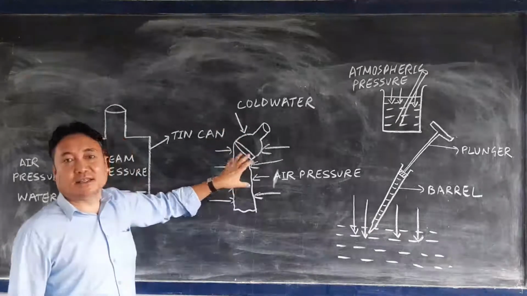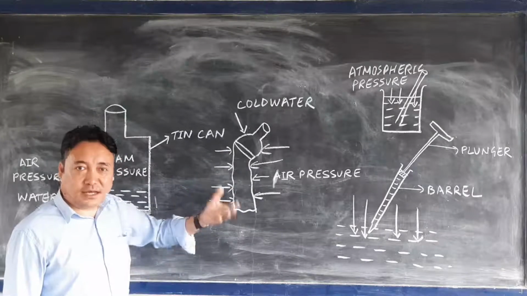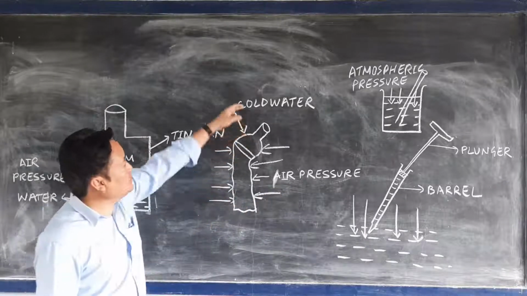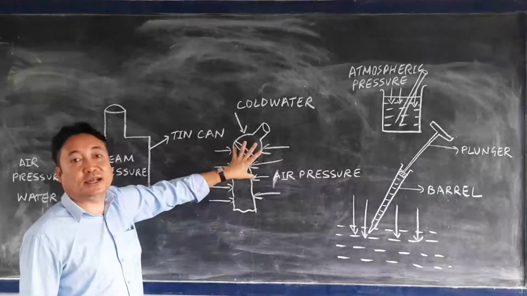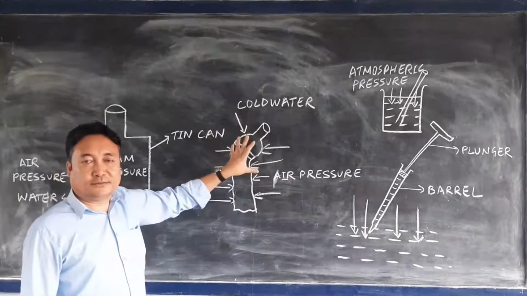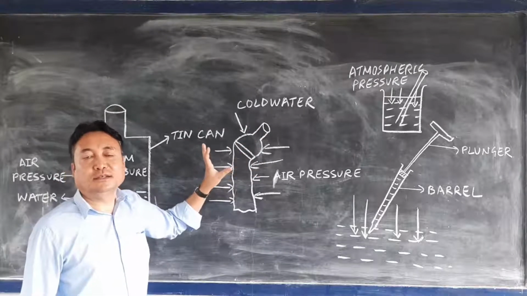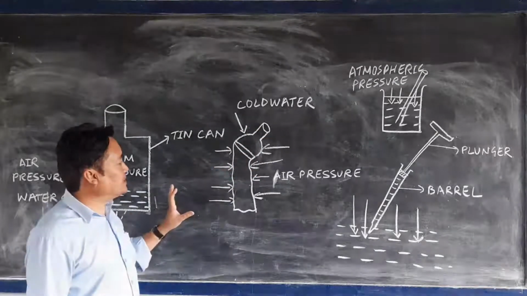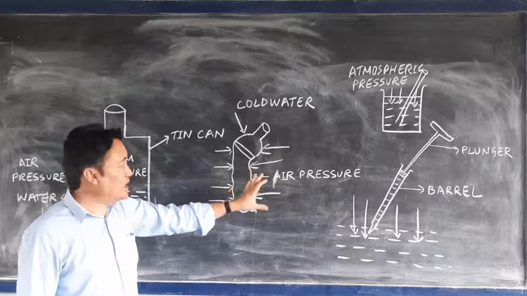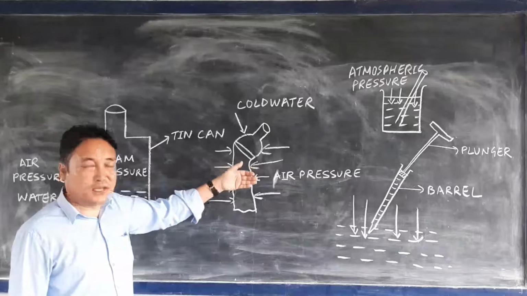the steam inside the tin can will condense and convert into water. Once you pour the cold water, the tin gets cooled. Once it is cooled, the steam condenses to form water. Therefore, the pressure inside the tin can becomes much less than the outside pressure.